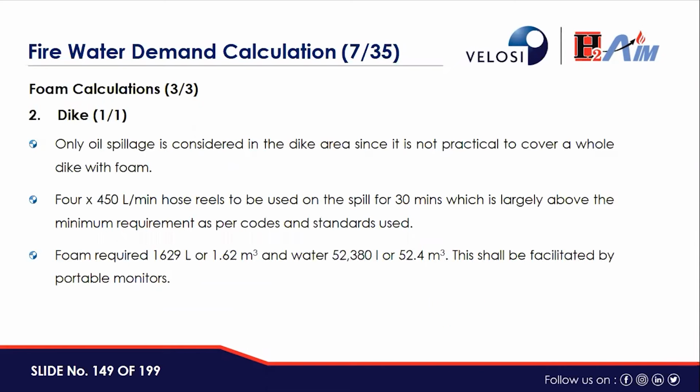Similarly, for the dike, only oil spillage is considered in the dike area since it is not practical to cover the whole dike with foam. 450 liters per minute hose reels are to be used on the spill for 30 minutes, which is largely above the minimum requirement as per the codes and standards used. Foam required is 1.62 cubic meter and water is 52.4 cubic meter. This shall be facilitated by the portable monitors.